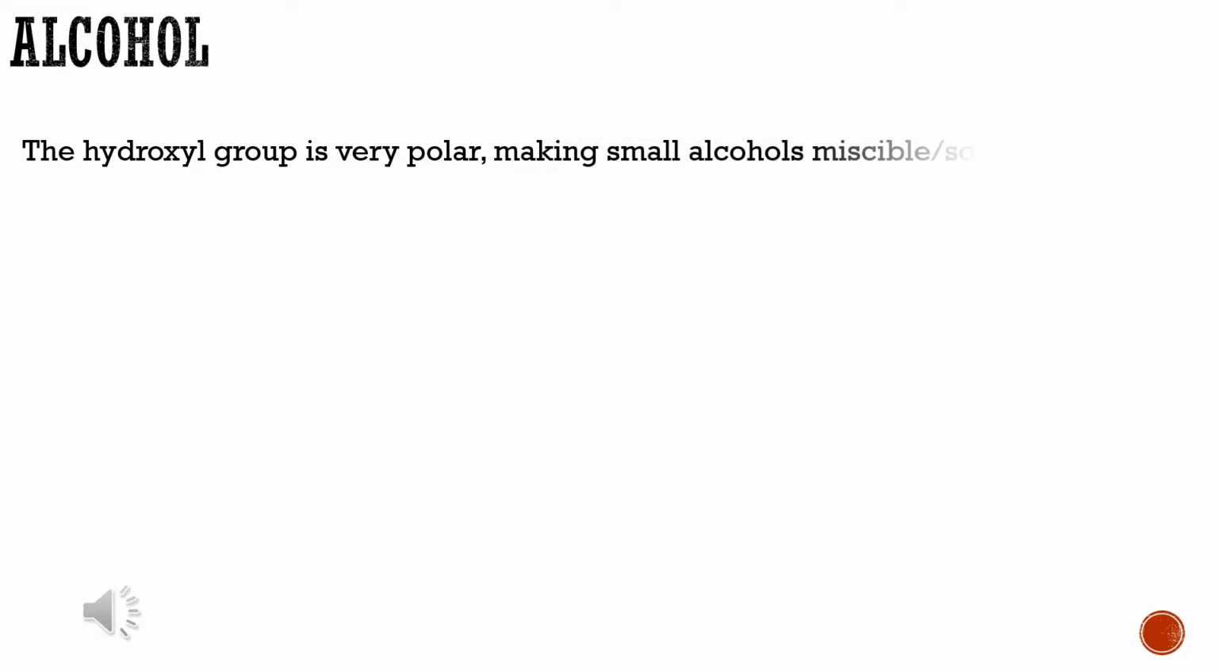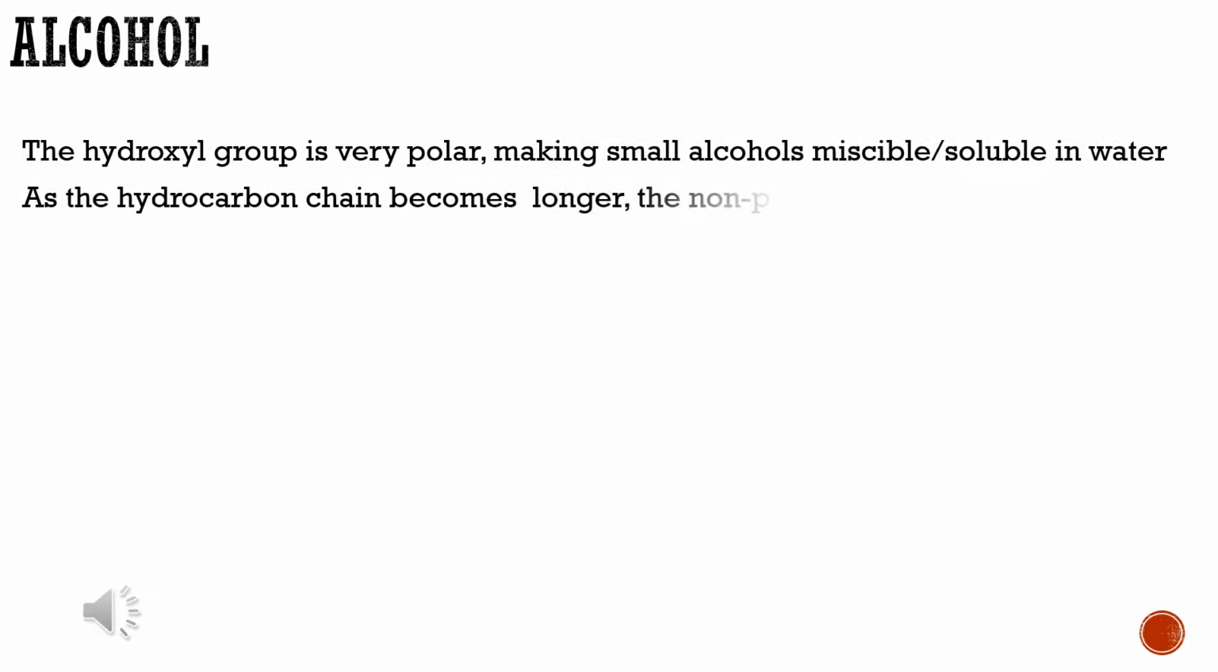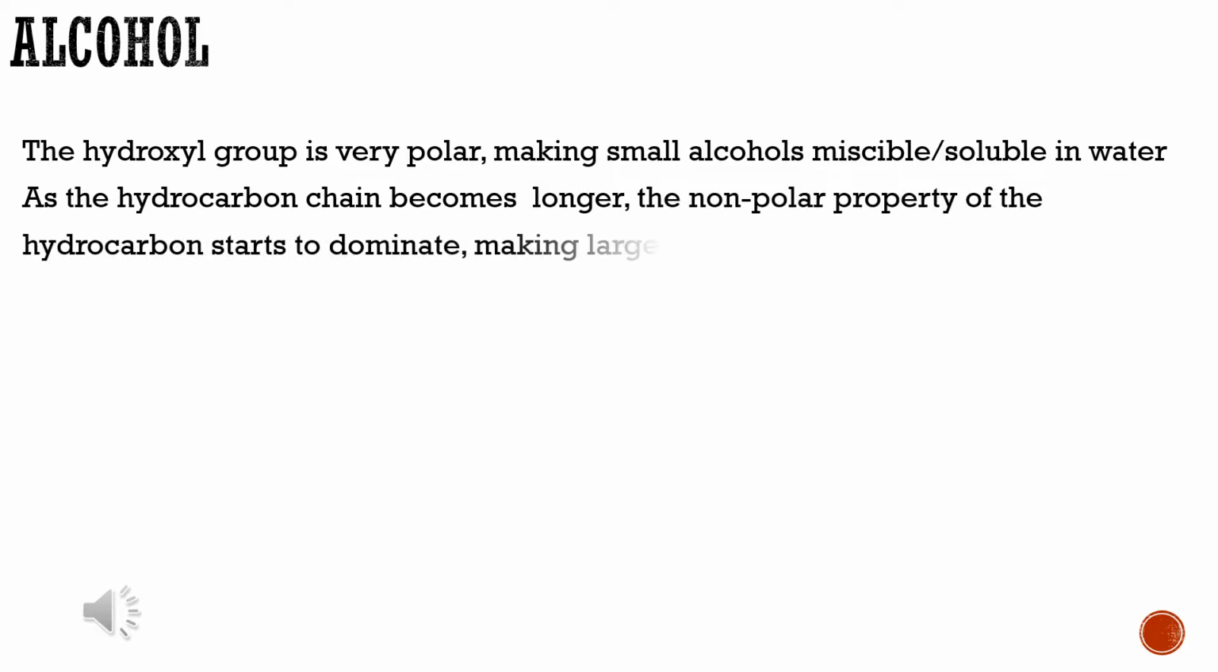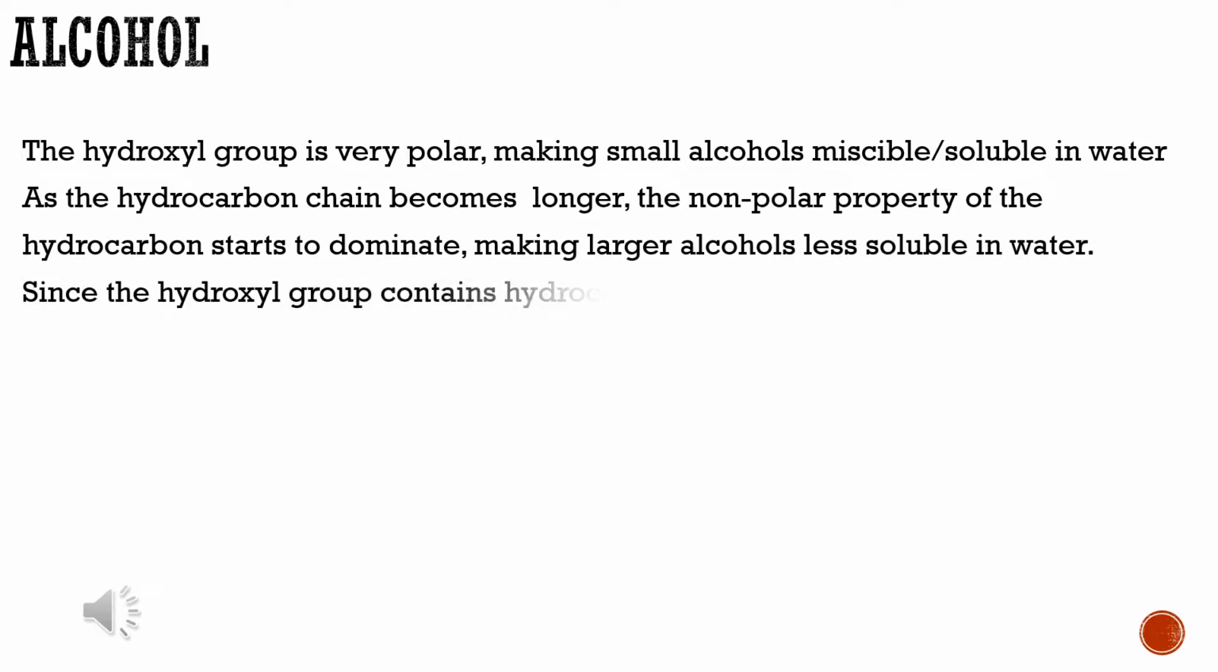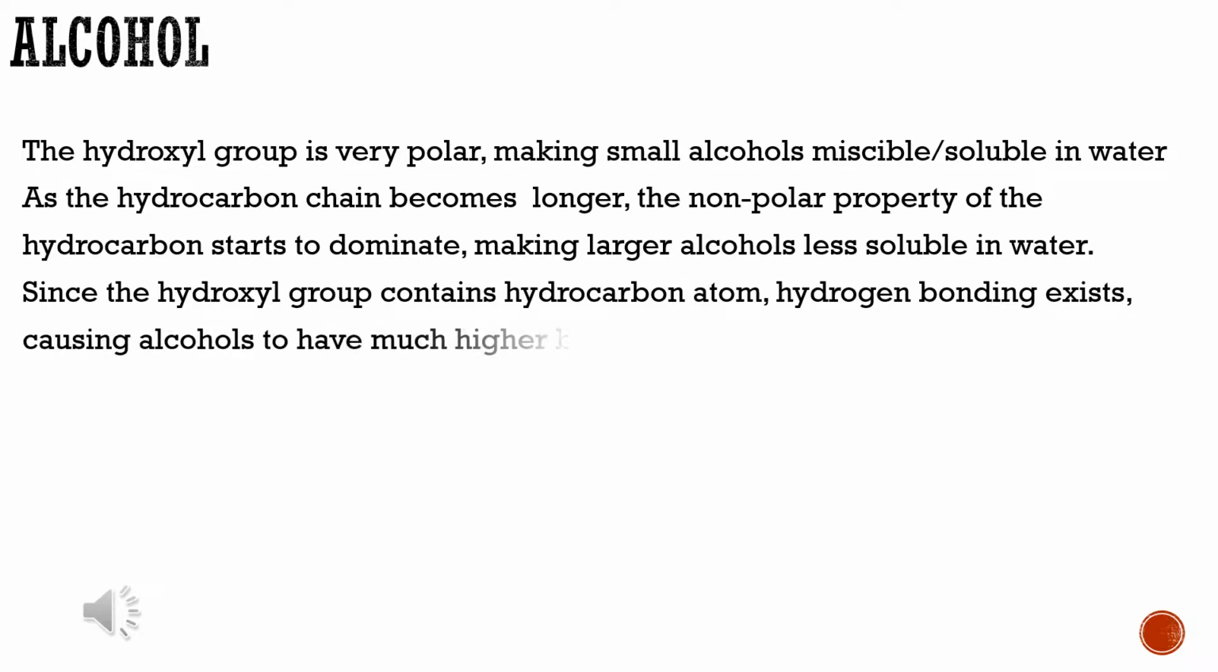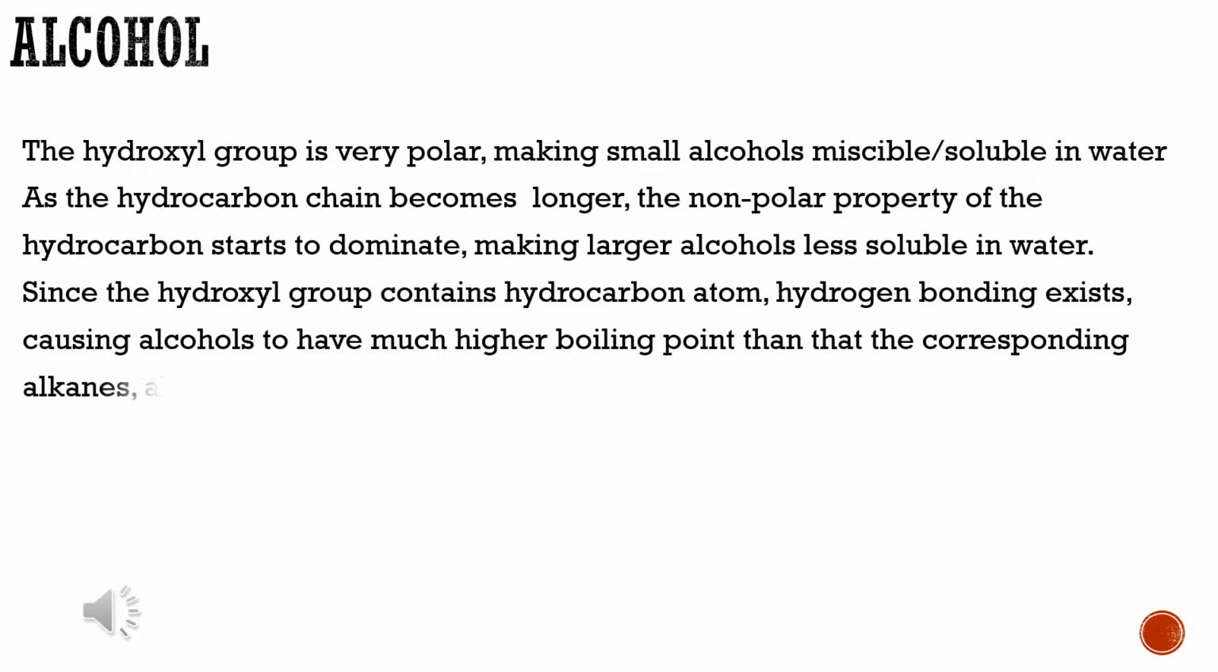Alcohol. The hydroxyl group is very polar, making small alcohols miscible (soluble) in water. As the hydrocarbon chains become longer, the nonpolar property of the hydrocarbon starts to dominate, making larger alcohols less soluble in water. Since the hydroxyl group contains a hydrogen atom, hydrogen bonding exists, causing alcohols to have a much higher boiling point than the corresponding alkanes.